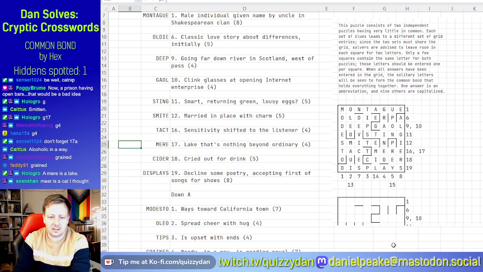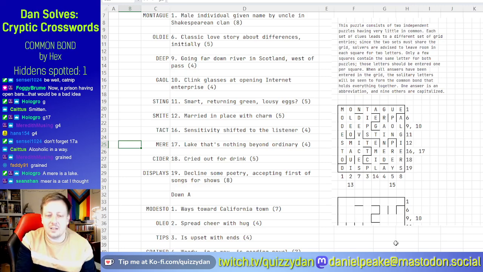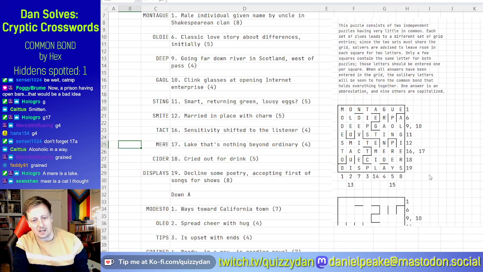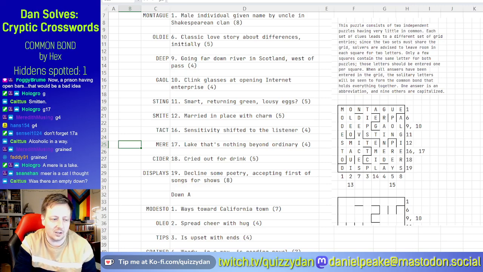Well, there you go. That's the crossword done. Let's do another one. And some of these letters will match, and that will form a message and will tell us what the common bond is that holds everything together.